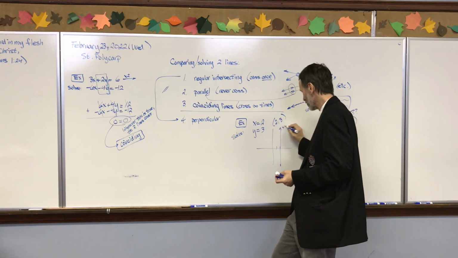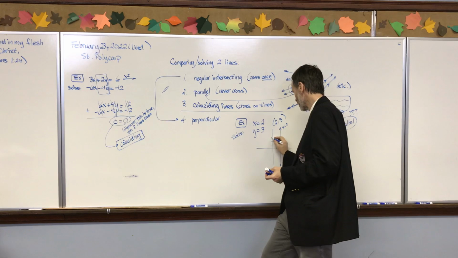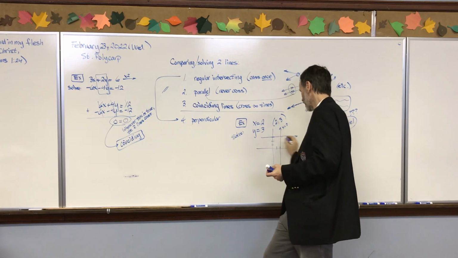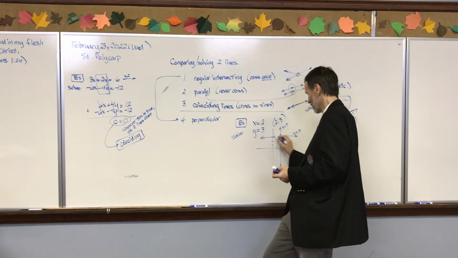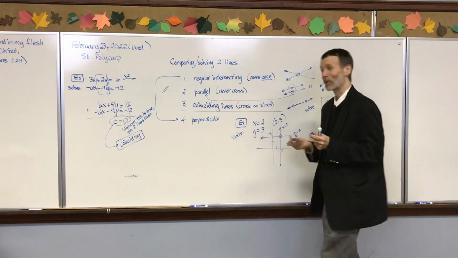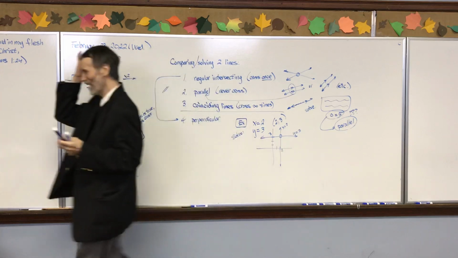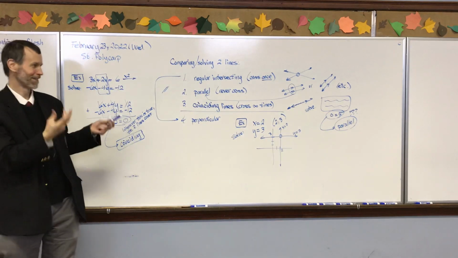This is x equals 2, and y equals 3 is a horizontal line. And look where they're crossing: (2, 3). It works. In other words, if they give you a goofy answer, just give them a goofy answer back.